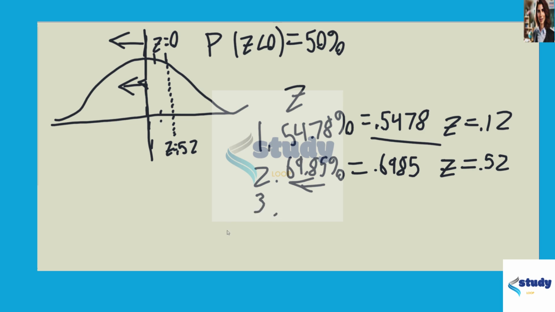Okay, the last one we're asked to find is the z-score associated with 88.10% of the area under this curve being to the left of that z-score. If I write that as a decimal, that's 0.8810. I'm going to find 0.8810 on my z table. I found it, kind of middle top to the right of my table. 0.8810 matches up with the z-score of 1.18.